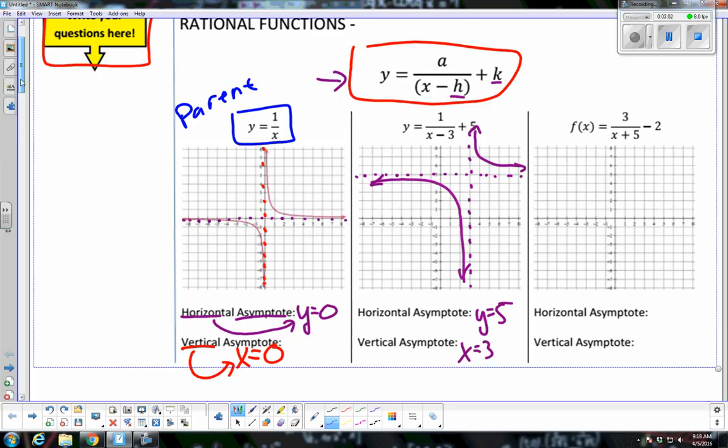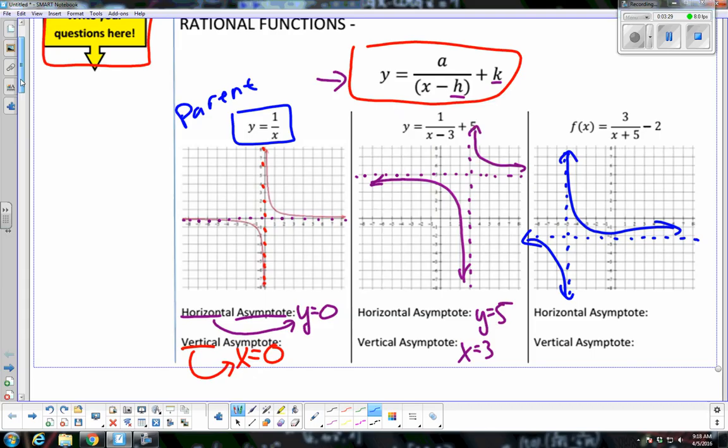Now, the next section has us moving it again. So let's take a look at where this one's moving us. It says a minus 2, which means down 2. So here we go. Here's my down 2. And then a plus 5, which means left 5, because remember, it's opposite of what you're used to. So 1, 2, 3, 4, 5. That puts me right here. And it'll hold that same shape.